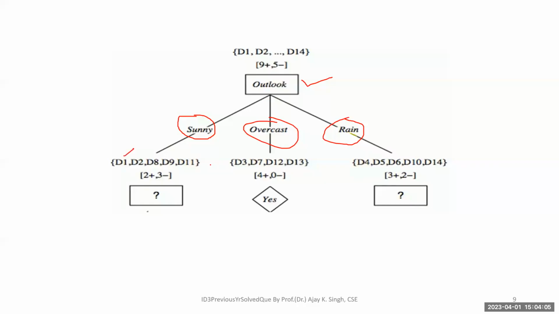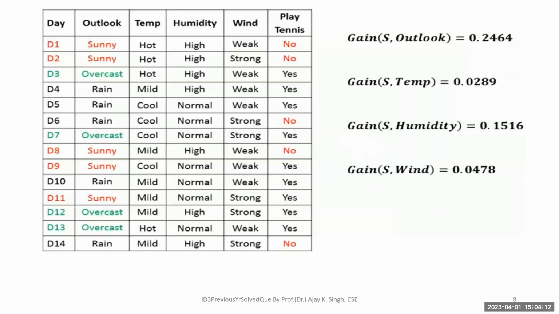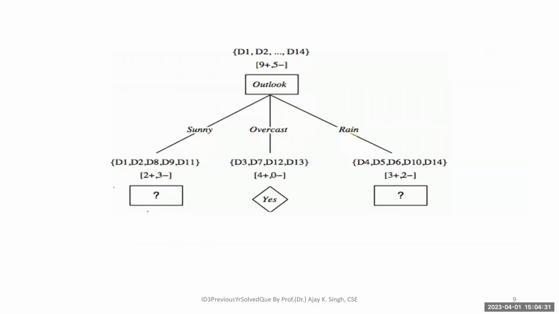So let's see. For sunny, it is 1, 2, 8, 9, 11. In the same way, for overcast, it is 3, 7, 12, 13. Now, just now we have seen this, which will continue.